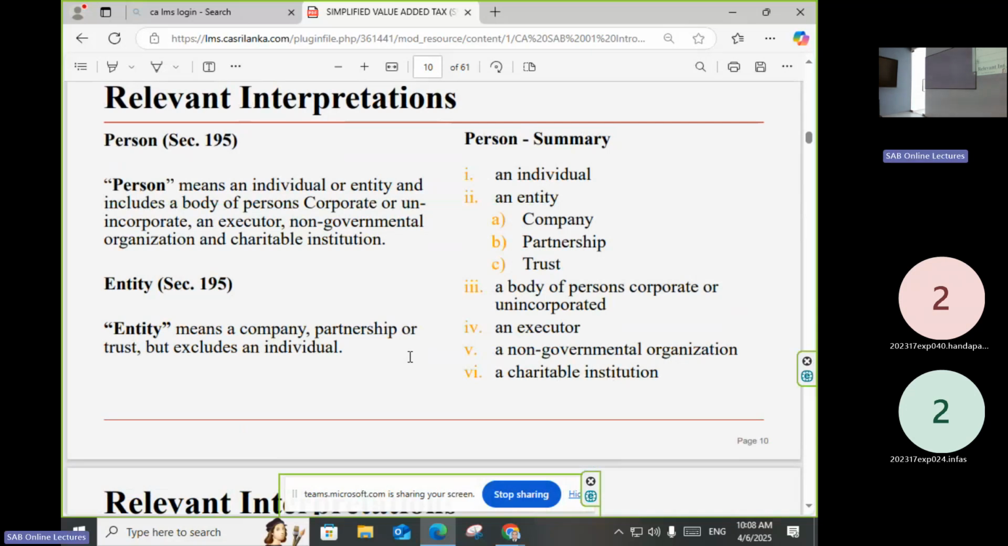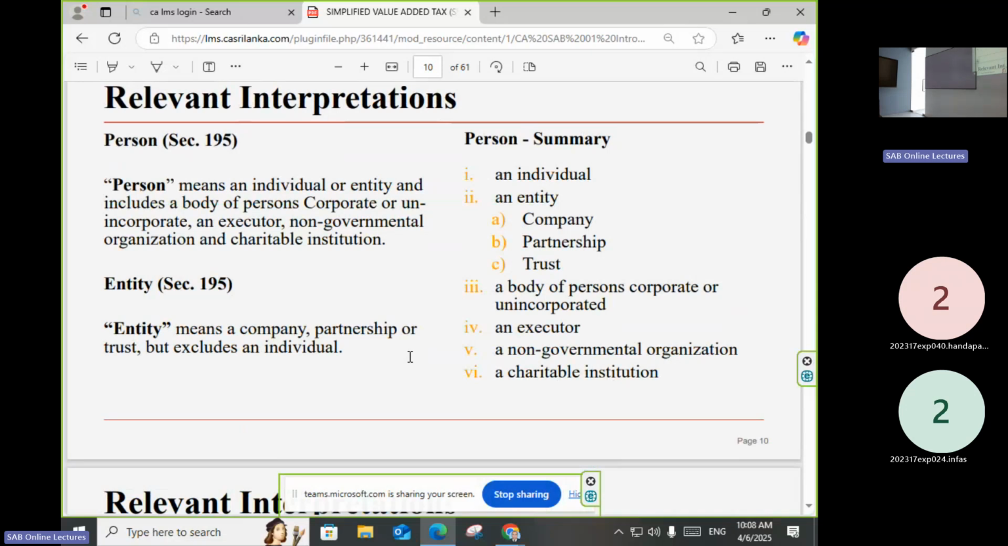Person means an individual or entity, and includes a body of persons, corporate or unincorporated, an executor, a non-governmental organization, and a charitable institution. Now they have given the definition of the person.